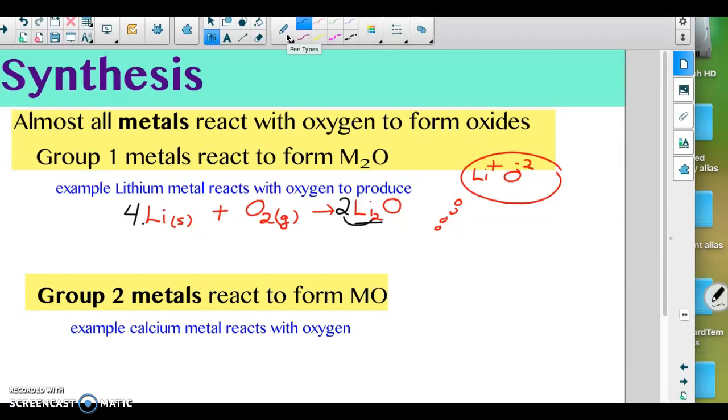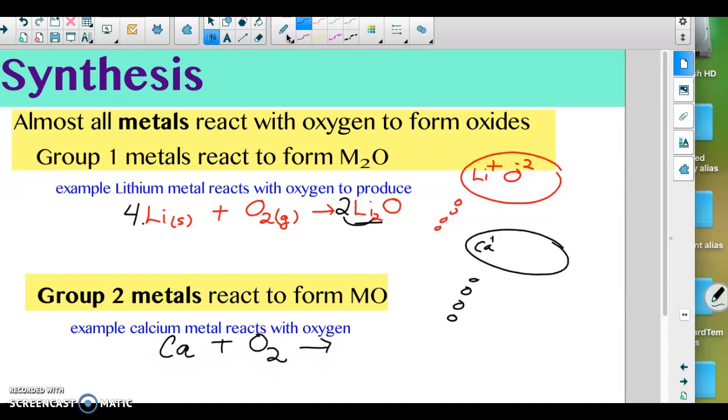Another type of synthesis reaction would be a group 2 metal, like calcium. Calcium metal will react again with diatomic oxygen to form, and again, I have to balance charge. Calcium is +2, oxygen's -2, so the formula is going to be CaO. Balancing this one, you can see that we have 2 oxygens on the reactant side, so I would have to put a 2 over here. Now I have 2 calcium, so I would put a 2 in front of the calcium.